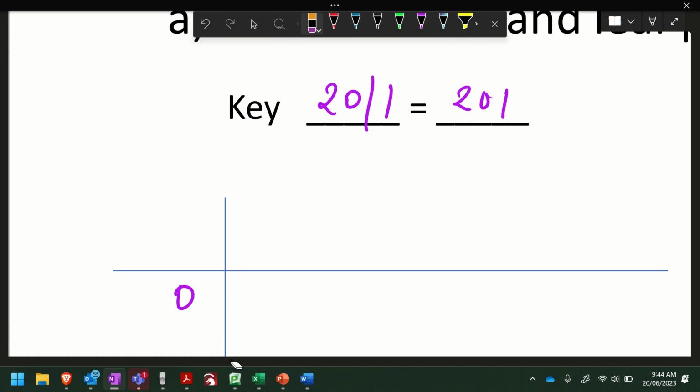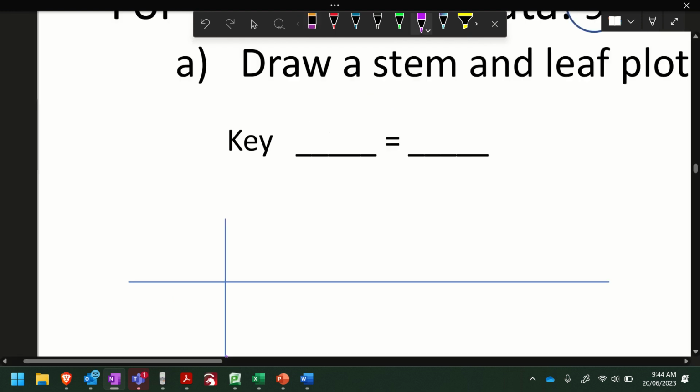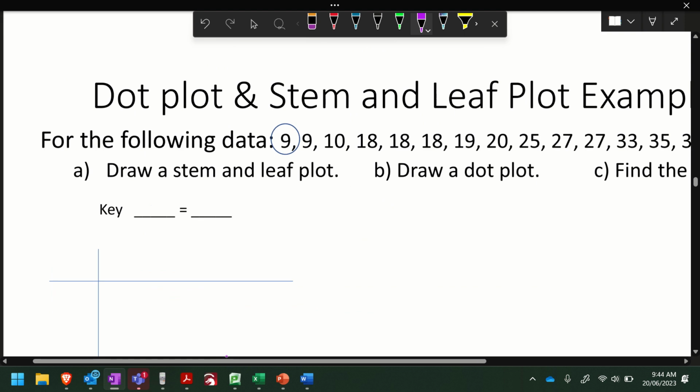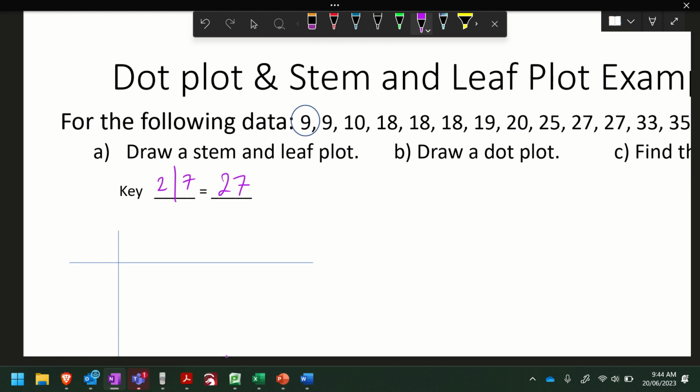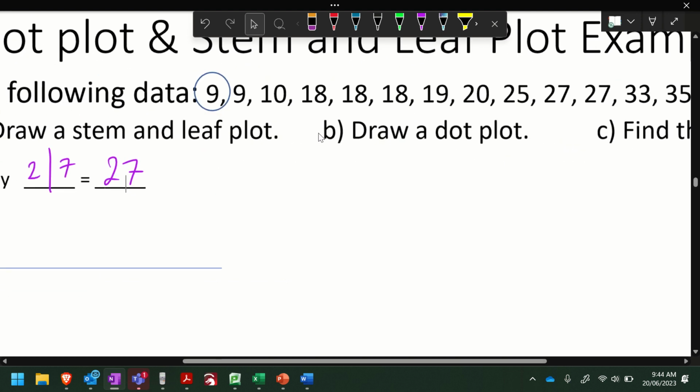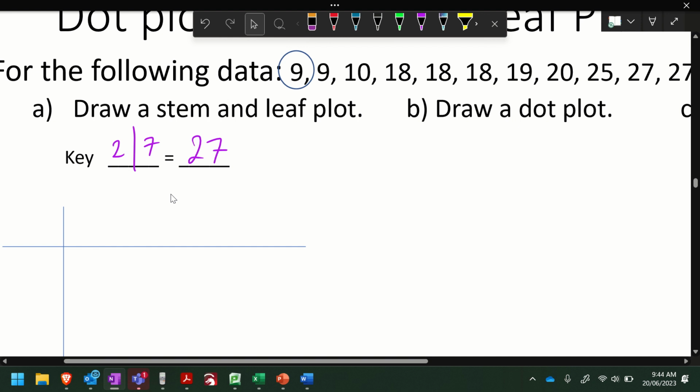All right. So for you, I want you to come up with your own key. Or actually, we'll come up with one together. Let's say 2-7 equals 27. Because look at the numbers, we're reading it as 9, 10, 18, 18, 19, 20. So the numbers are actually whole numbers. They're not decimals. So you have to use an appropriate key for it.